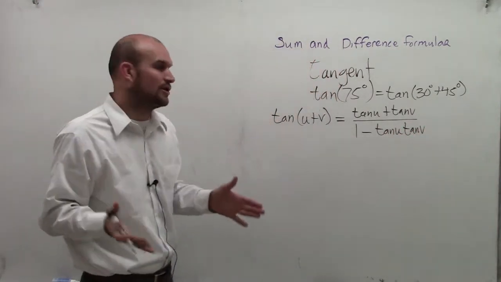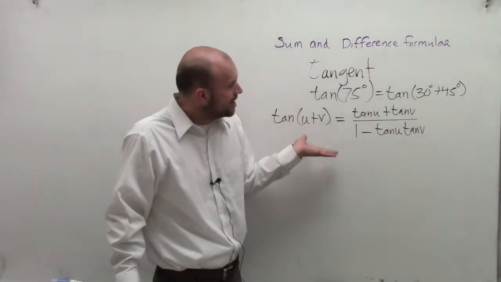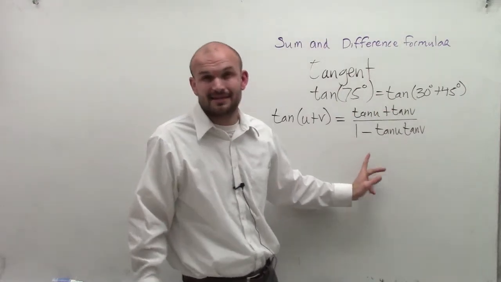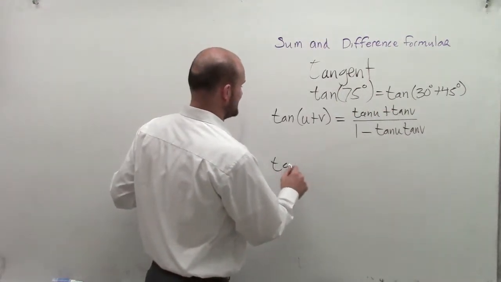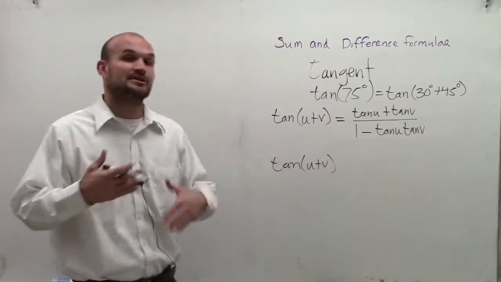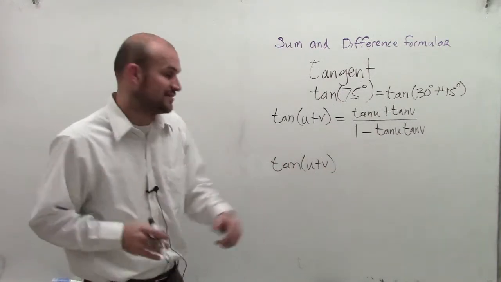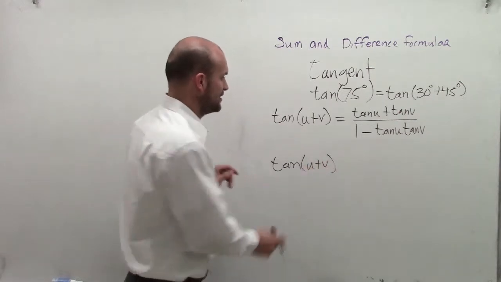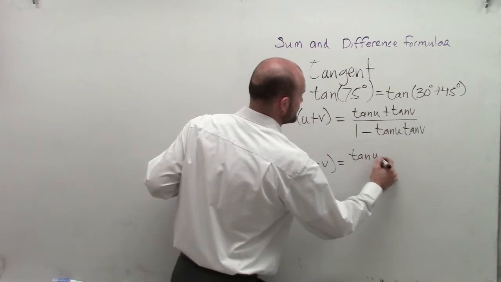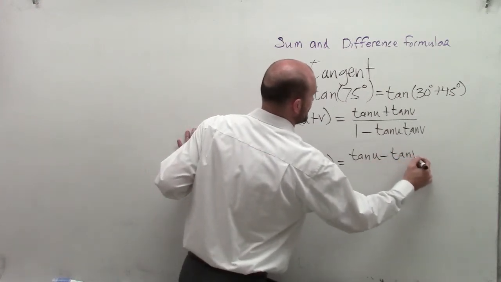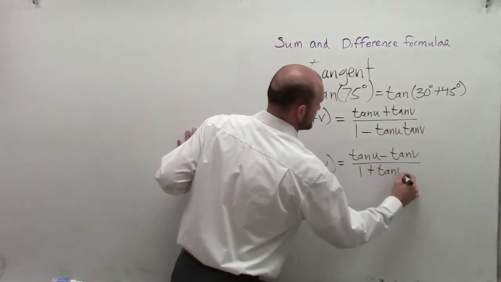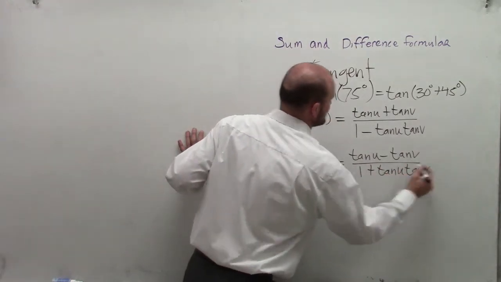So the one thing important to notice about the sum for the tangent function is it's going to be positive in the numerator and then the opposite sign in the denominator. Because when we look at the difference formula for the tangent function, so if I'm going to take two angles and I'm going to subtract them, and that's going to give me the angle that I'm trying to evaluate for, I could say the tangent of u minus v, and that's going to produce the tangent of u minus the tangent of v divided by 1 plus the tangent of u times the tangent of v.